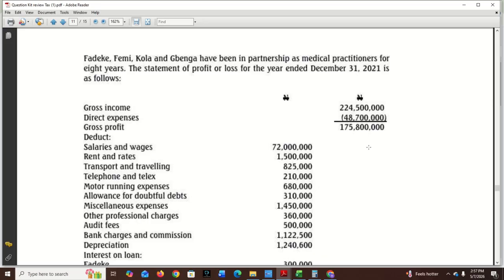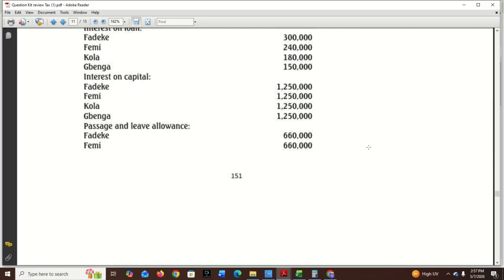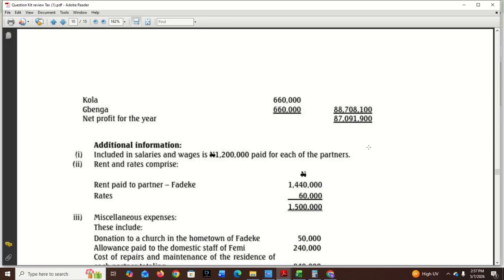So let's look at this past question on partnership tax. Fadike, Femi, Kola, and Benga have been in partnership as medical practitioners for 8 years. The statement of profit or loss for the year ended 2021 is as follows. So they give us their statement of P&L, income and expenses. No additional information yet.